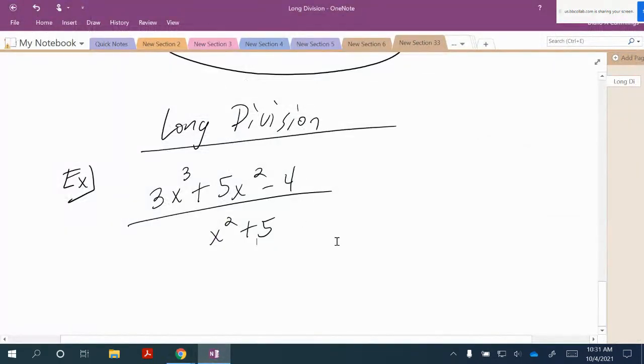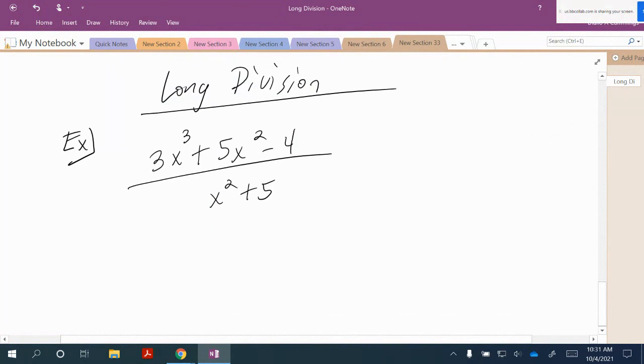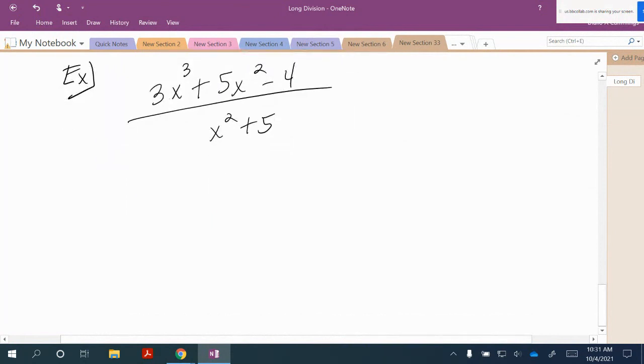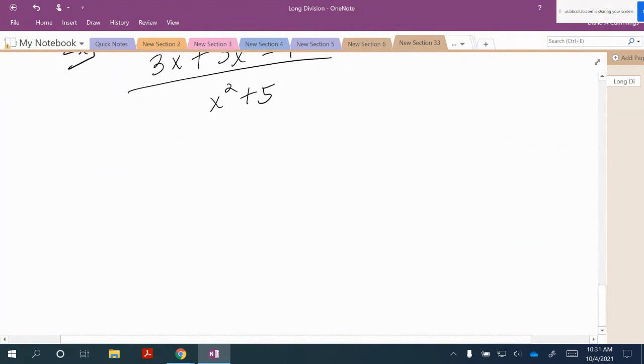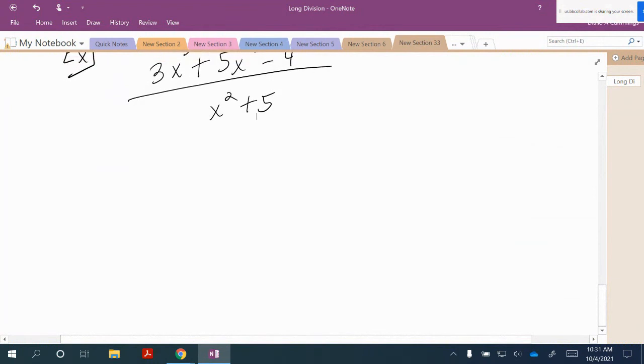All right, so let's take a look at the solution. I want to give you a minute to attempt this one. First thing, notice that for the divisor, we do not have descending order. We have an x squared term and a constant. So we're missing the first degree term. So I'm going to set up the divisor as x squared plus 0x plus 5.